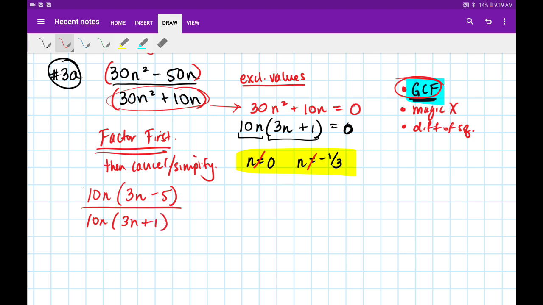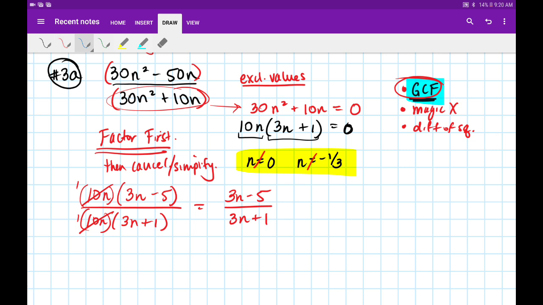Now we'll observe. I have this factor, which is a 10n. It's identical on the top and the bottom, so that simplifies. 10n over 10n leaves me with 1 over 1, or it disappears, basically. And I'm left with 3n minus 5 over 3n plus 1.